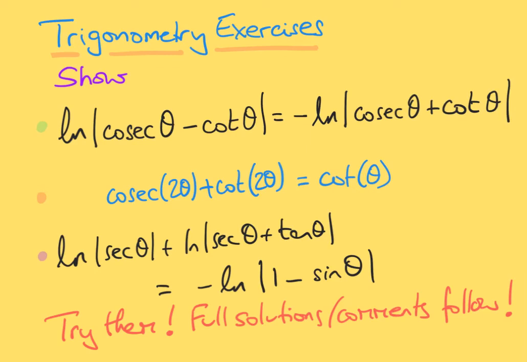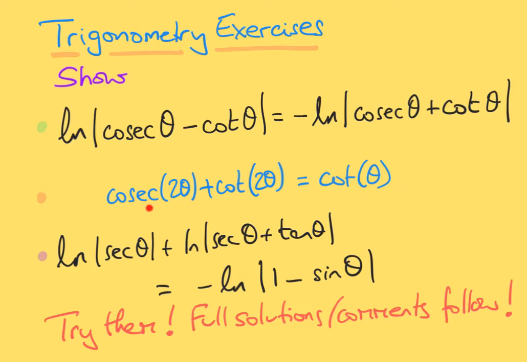So in this video, I've got 3 exercises for you to calculate. So one is to show that the logarithm of cosec of theta minus the cotangent of theta is equal to minus the logarithm of the modulus, of course, of the cosec of theta plus the cotangent of theta. And this is a sort of easy identity to remember. There's either a minus sign here or there is a minus sign here.